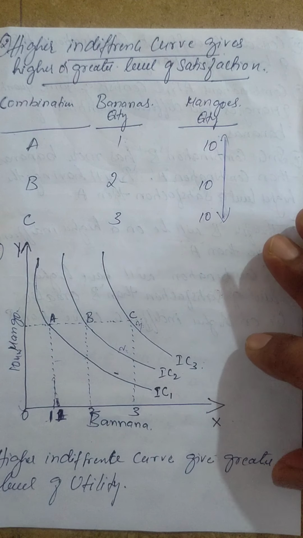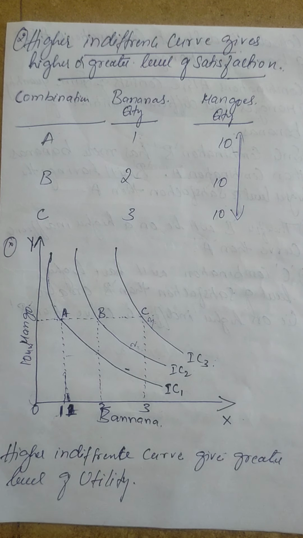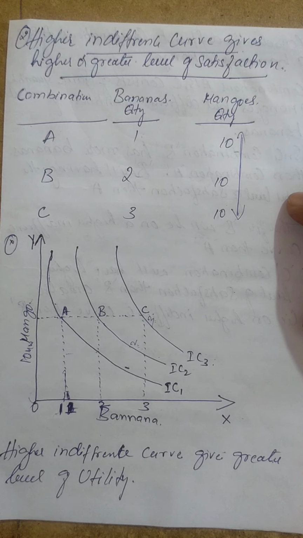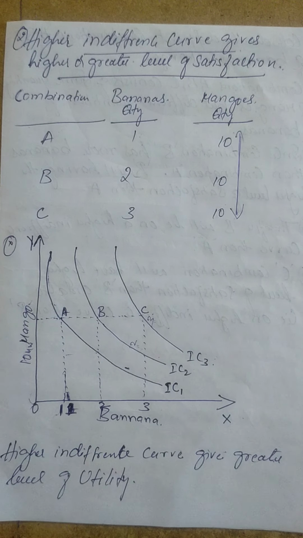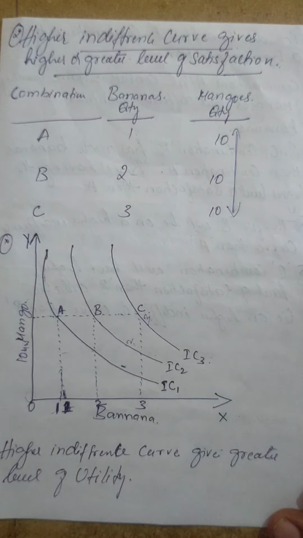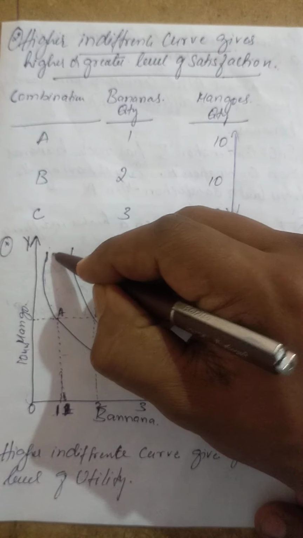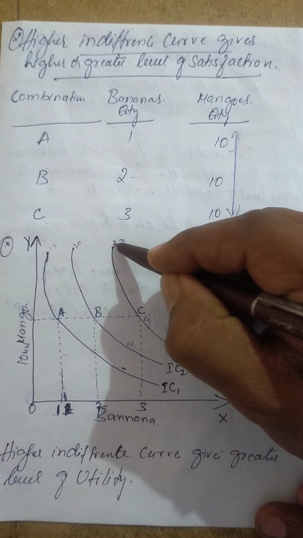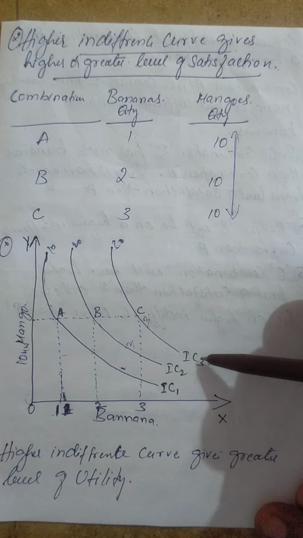Next, a higher indifference curve gives a higher level of satisfaction. You don't have this in the textbook, in the new changes in the textbook, but I have explained it earlier, and I will explain it once again. So a higher indifference curve gives a greater level of satisfaction. You have seen the indifference map just now. There are curves IC1, IC2, IC3. If you consider them as 10, 20, 30, these are three indifference curves.